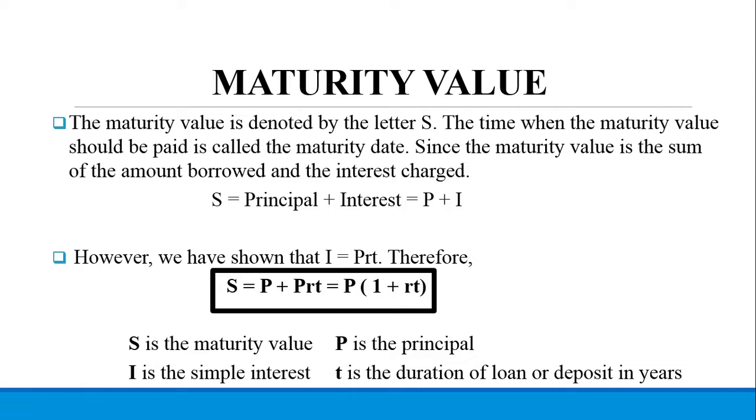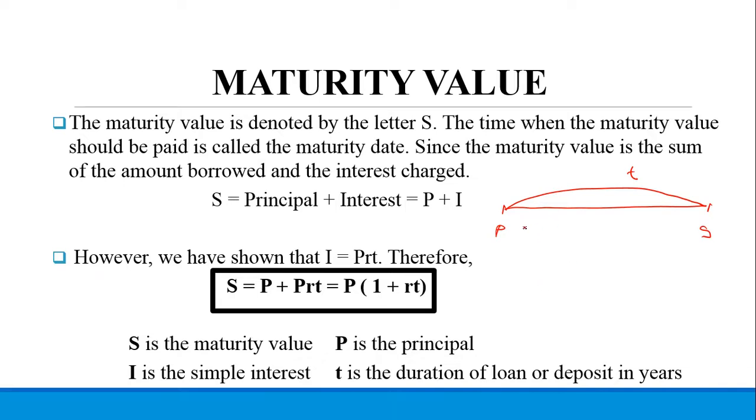Maturity value is denoted by S. The maturity value should be paid on the maturity date, since the maturity value is the sum of the amount borrowed and the interest charged. It looks like this: you have a timeline. This is the initial point when you borrow the money, and this is the maturity date when you should pay back the money you borrowed. This is the time, the time length, how many months or years you need before paying back at the maturity date.